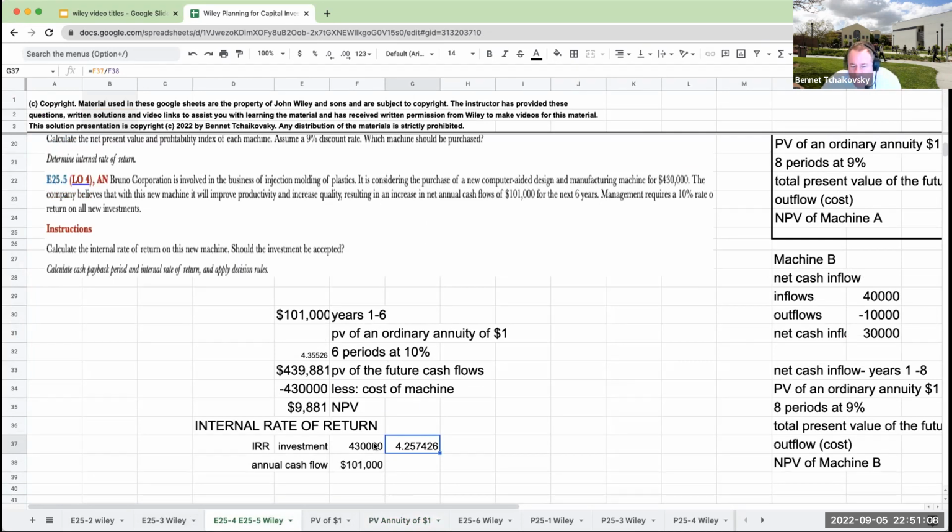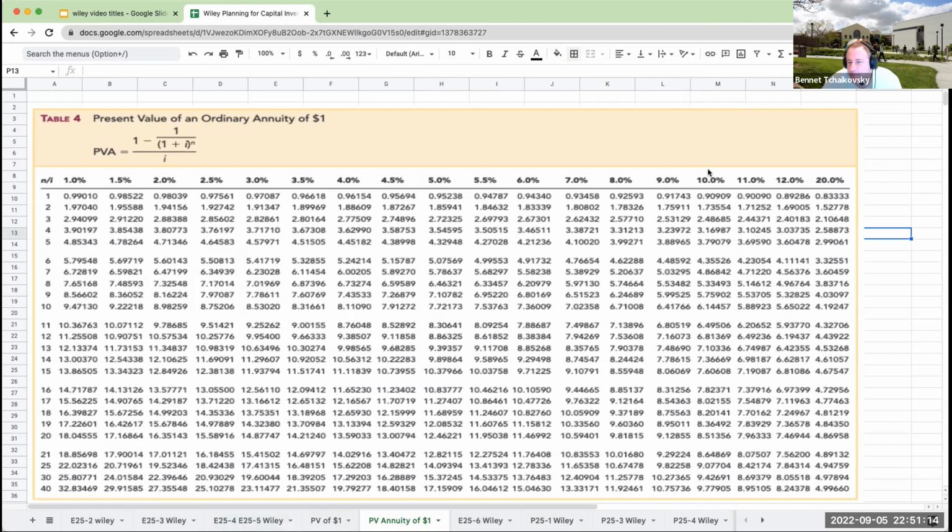But again, for the internal rate of return, take the amount of the investment and divide it by the annual cash flow. You come over here, you go to the 6 periods because that's how many years it's being paid out, and you look for a number that's reasonably close.